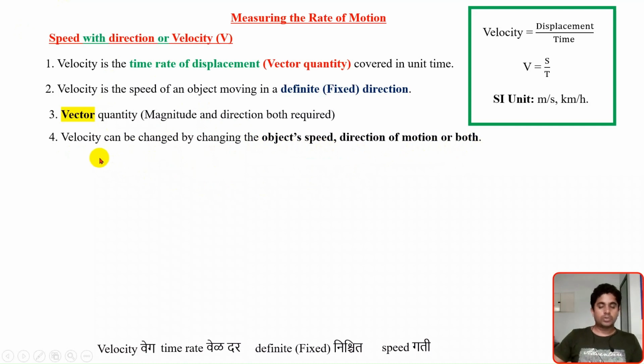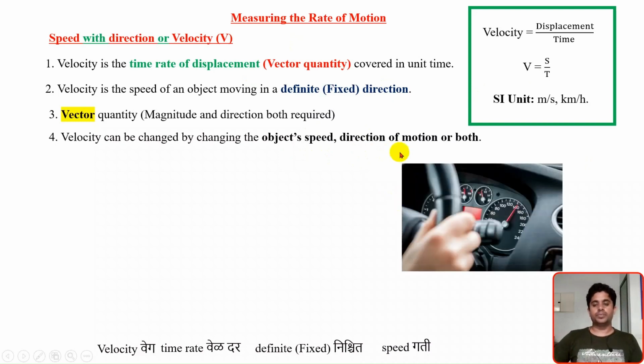Velocity can be changed by changing the object's speed, the direction of motion, or both. Suppose a certain object is moving with some velocity and now I want to bring a change into the velocity. What are the possible ways? First way is to change the object's speed. Second option is to change the direction of motion of that object. And third option is to combine option 1 and option 2. First option means increase or decrease the object's speed. Second option is to change the direction of the motion. And third option is that, at a time, while changing the object's speed, you change the direction of motion also.